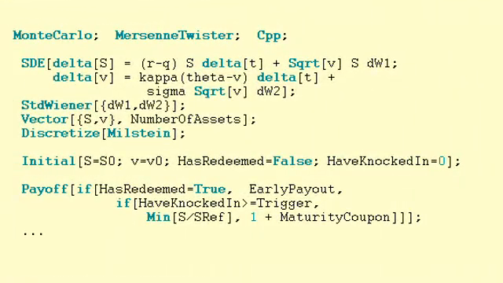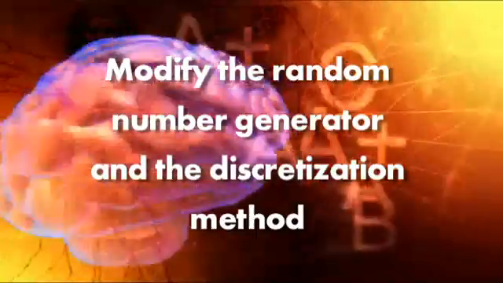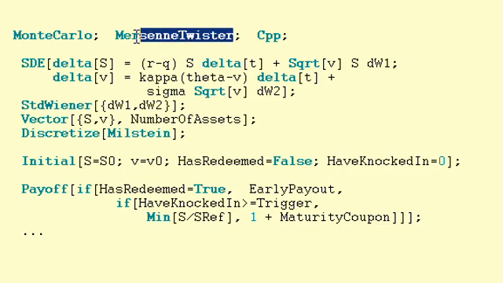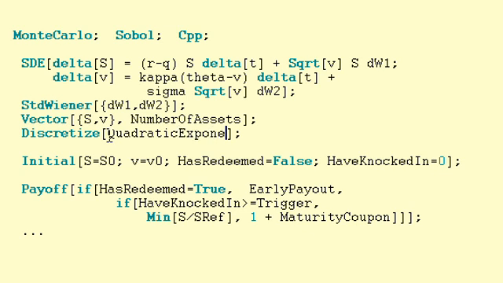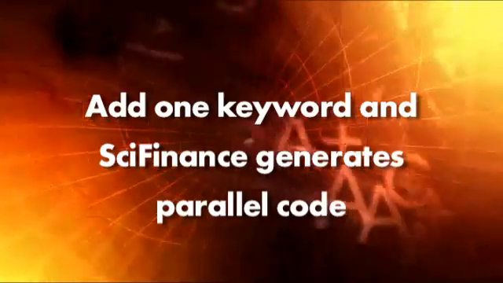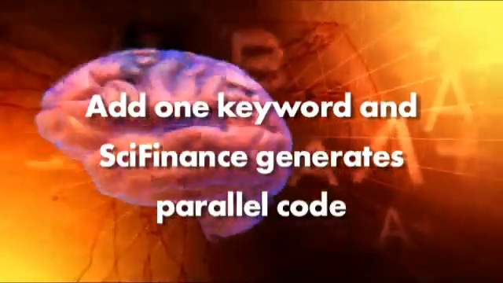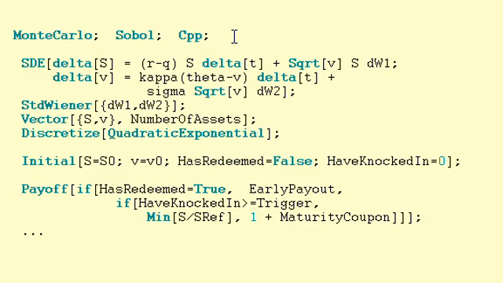Here is a portion of a SciFinance specification for a basket equity-linked structured note. To customize it, you can, for example, modify the random number generator and the discretization method by simply changing a few keywords. Simply add the keyword CUDA and SciFinance automatically generates CUDA-enabled pricing code that unlocks the tremendous power of high-end NVIDIA graphics cards through the CUDA preprocessor and libraries.